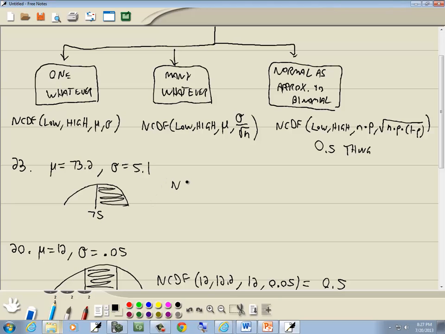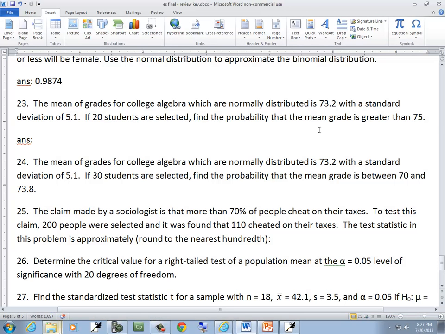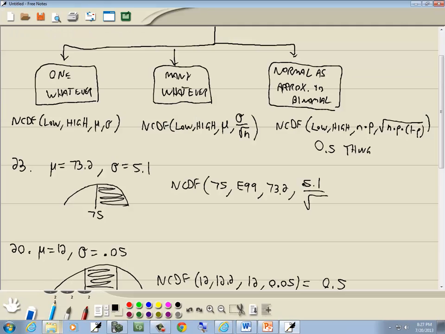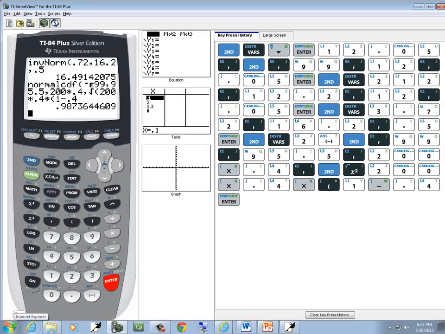So for our normal CDF, we'll do our low value, which is 75, our high value, which is E99, our mean, which is 73.2, and then we take our standard deviation divided by the square root of n. So we got 5.1 divided by a square root of, how many students do we have? 20 students. So divide by the square root of 20. That's the central limit theorem.